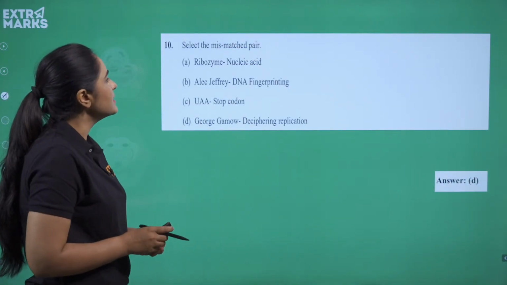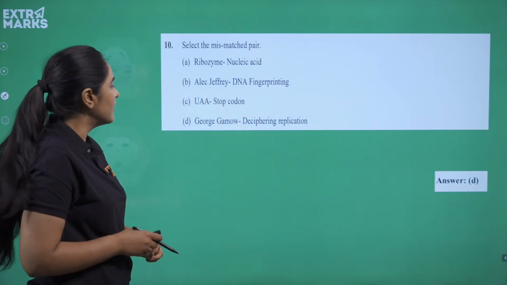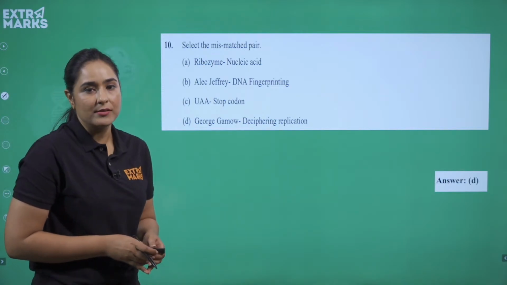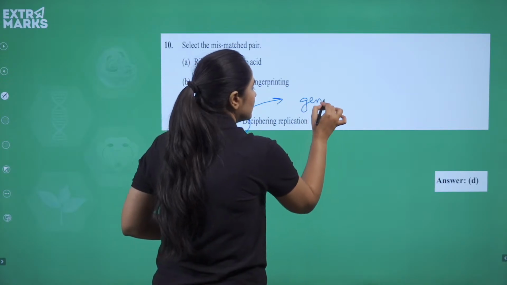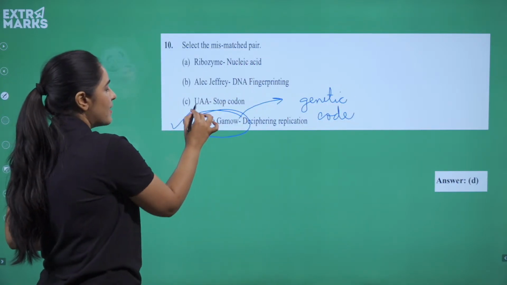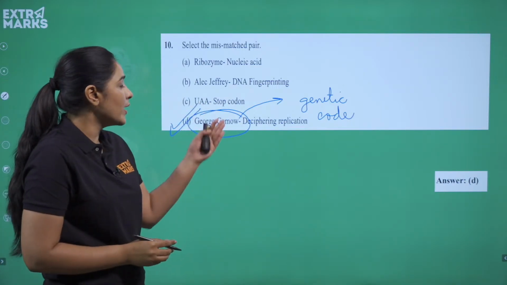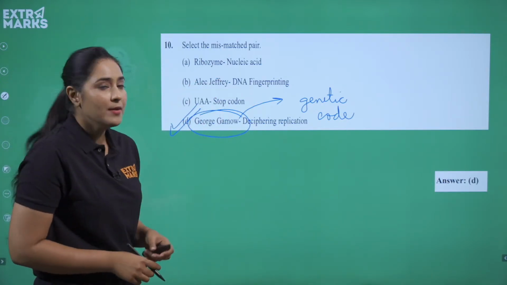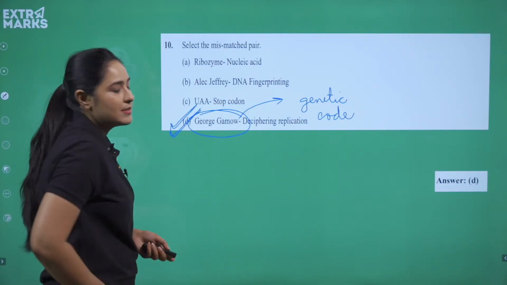Another question, select the mismatched pair: ribozyme, nucleic acid; Alec Jeffreys, DNA fingerprinting; UAA, stop codon; and D, George Gamow, deciphering replication. So obviously here when we talk about George Gamow, he was related to the genetic code. So we are having this mismatched pair here. Otherwise Alec Jeffreys, obviously he was for DNA fingerprinting, UAA, UAG and UGA are the stop codons here, and ribozyme is having this nucleic acid also. So we are having the mismatched pair here is D.